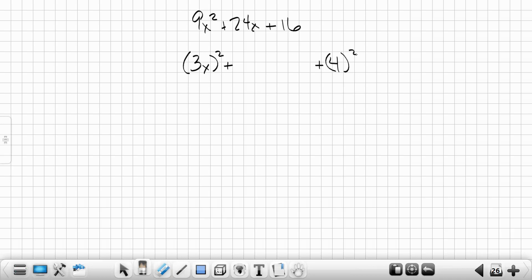Is the middle number 2 times the first times the last? It is. 2 times the first times the last. 2 times 3 is? Times 4? 24. Oh, I didn't even think of it like that. I thought it was 12 times 2.